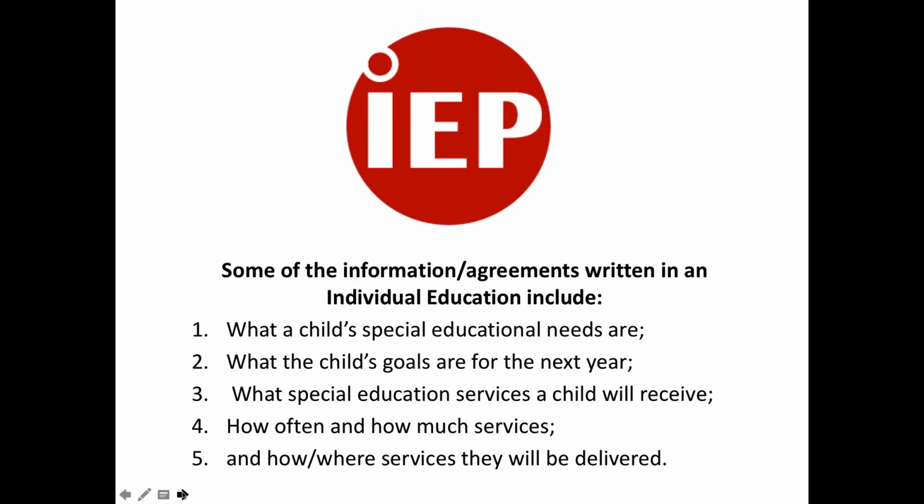And as I said, IDEA creates this IEP process. So what is this IEP process? What is this IEP document that we're talking about? Some of the information in the agreements that are written in an IEP, an individual education plan, can include what a child's special education needs are. That's a very important part of the document. We're going to see as we talk on that the district does an evaluation of the child to determine what the needs are. We're also going to talk about the fact that even though the district does that evaluation, the parents are the experts on their child, and they bring very important information to this process.